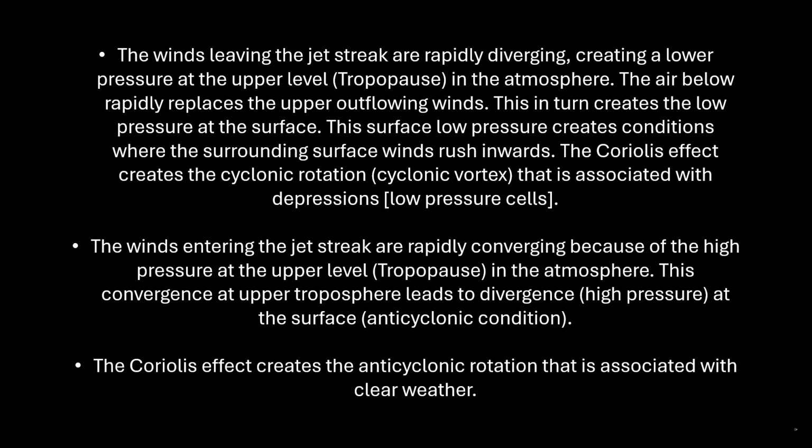The winds entering the jet streak are rapidly converging because of the high pressure at the upper level, the tropopause, in the atmosphere. This convergence at the upper troposphere leads to divergence, high pressure, at the surface, anticyclonic condition. The Coriolis effect creates the anticyclonic rotation that is associated with clear weather.